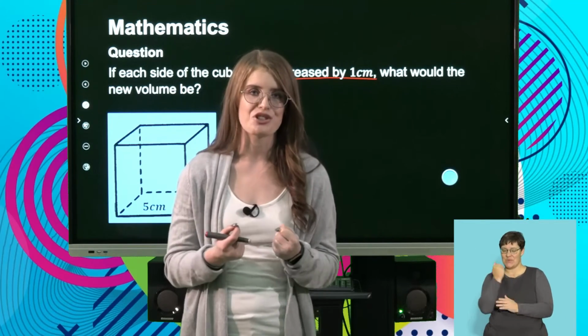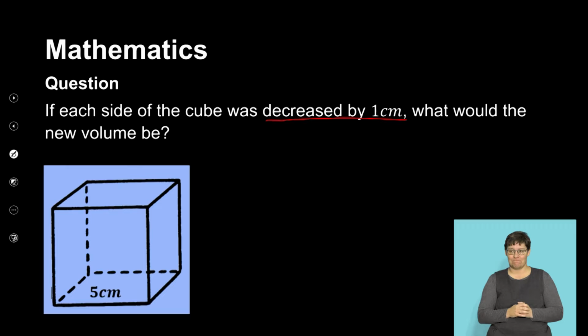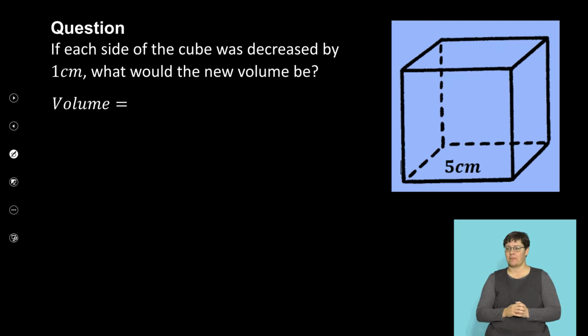So let's see what our new volume will be. So it's no longer 5 centimeters. We now have 4 centimeters for each side. So that means again that each measurement will be 4 centimeters because it is a cube, which means that all of the sides are equal to each other.